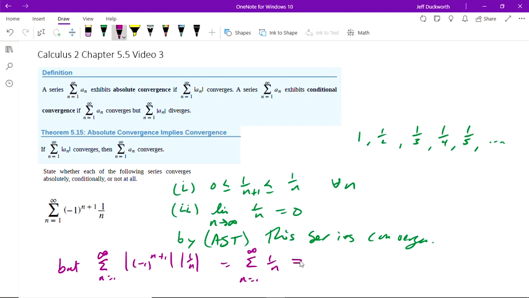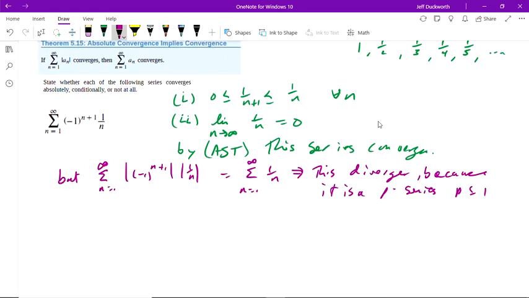And this diverges because it's a p-series where p equals 1, which is less than or equal to 1, so it diverges. Therefore, our series converges conditionally.